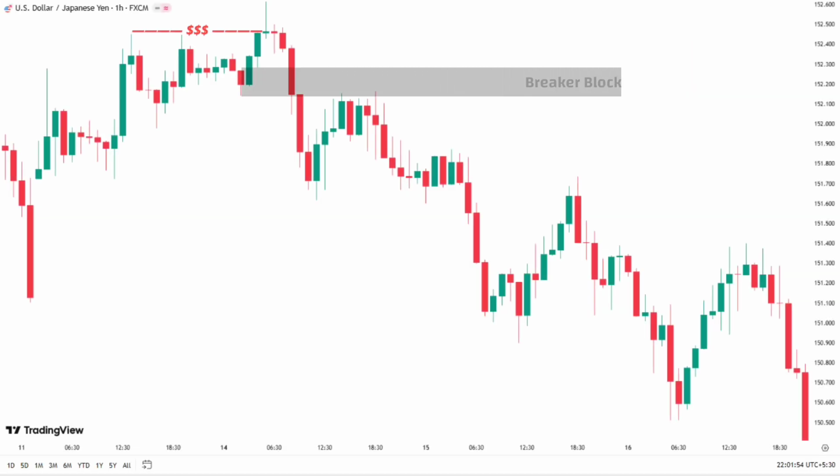Fair value gaps provide additional confirmation. If the displacement that creates the market structure shift leaves behind a fair value gap overlapping the breaker block, the zone becomes stronger. The confluence of a failed order block and imbalance indicates aggressive institutional participation.